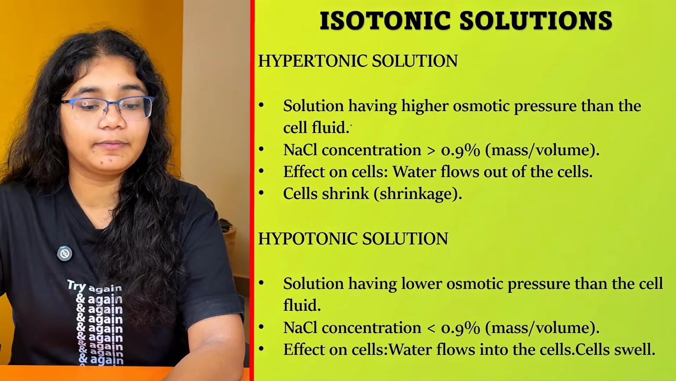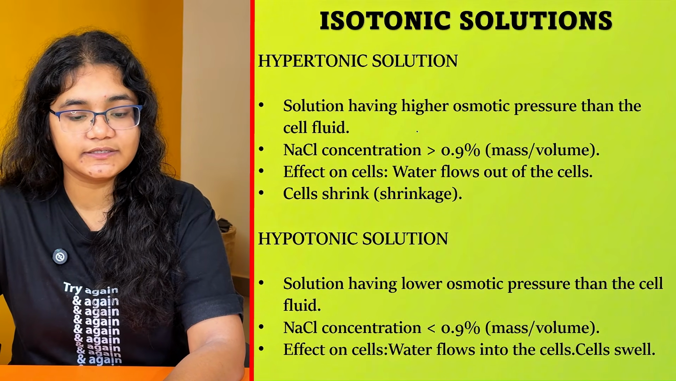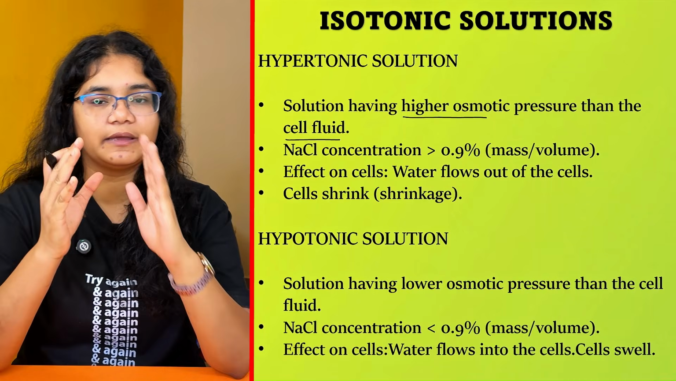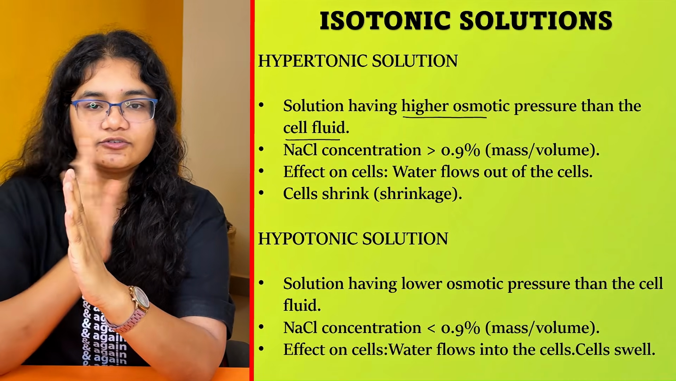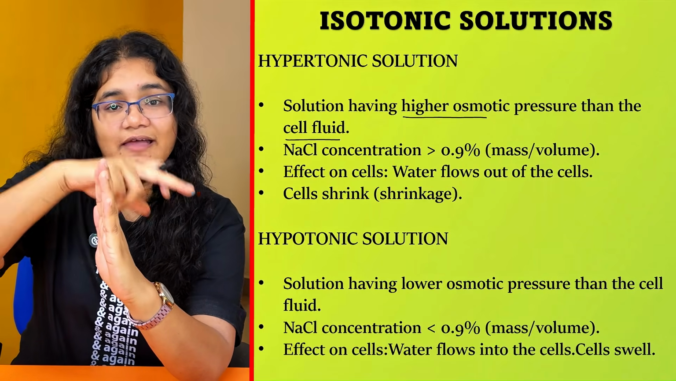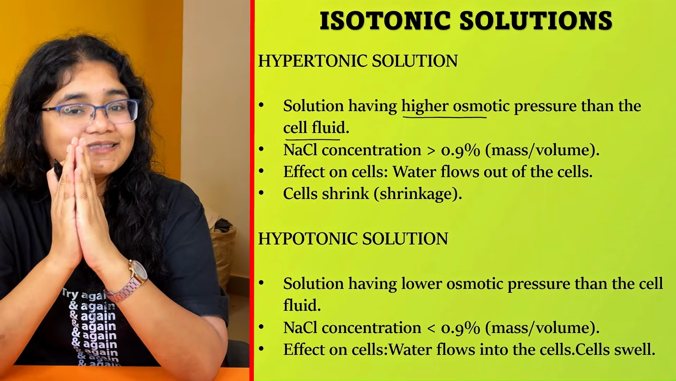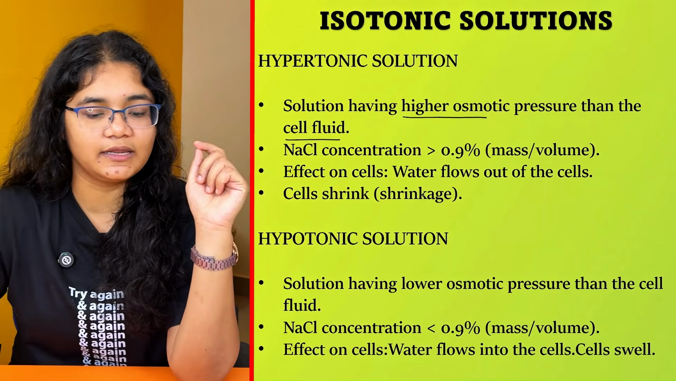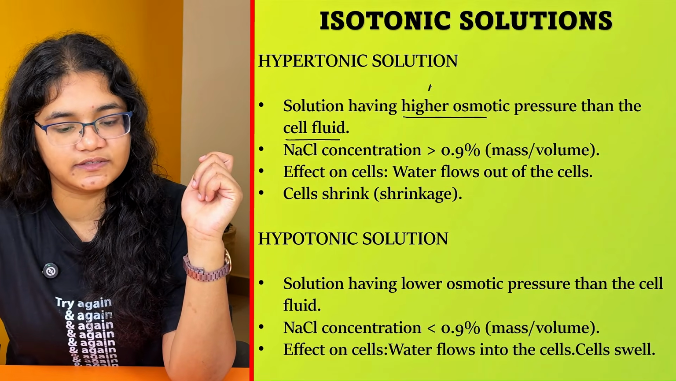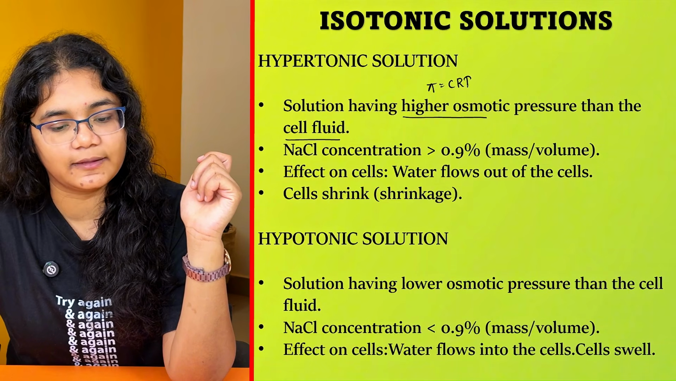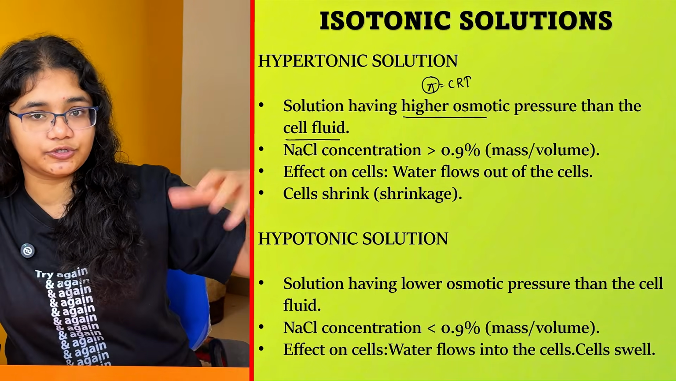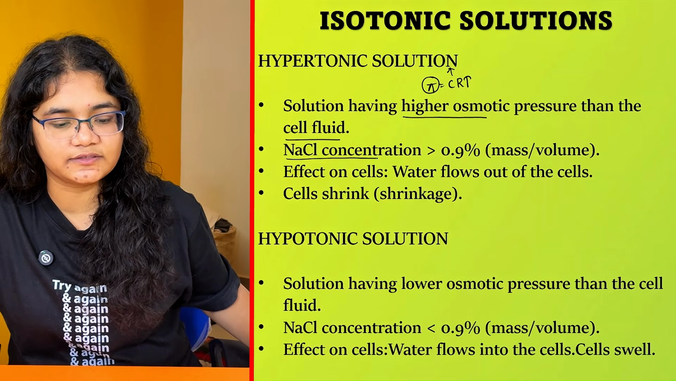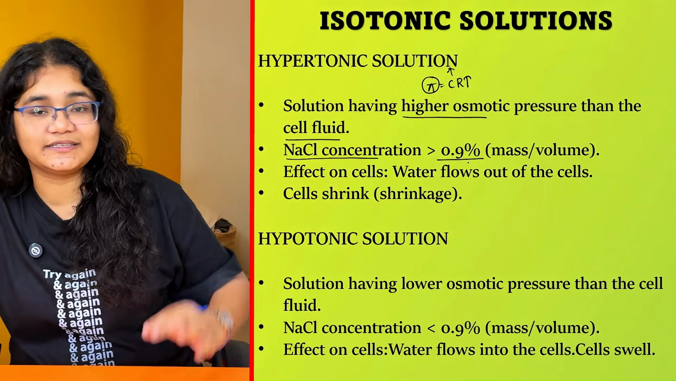Now what is a hypertonic solution? Solutions having higher osmotic pressure than the cell fluid. Here the reference is the cell. So if the outside solution has a higher osmotic pressure than the cell, then we call that solution a hypertonic solution. Now what will happen to the NaCl concentration? If you see, pi is equal to CRT, right? If the osmotic pressure of the solution is more, then definitely the concentration will be more. So the NaCl concentration in the solution will be more than that present in the cell.